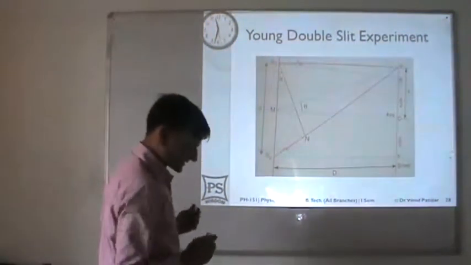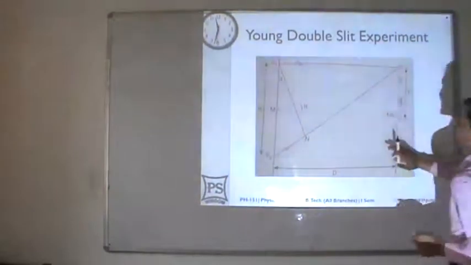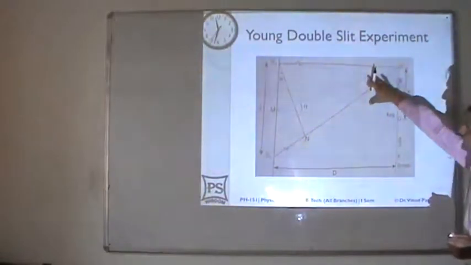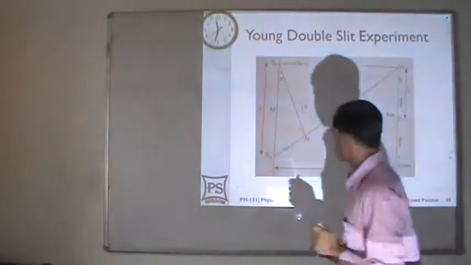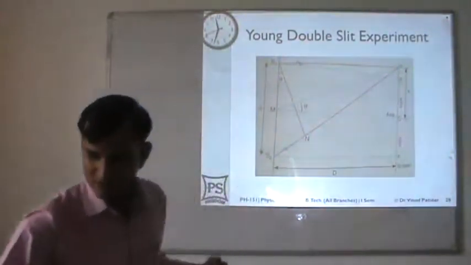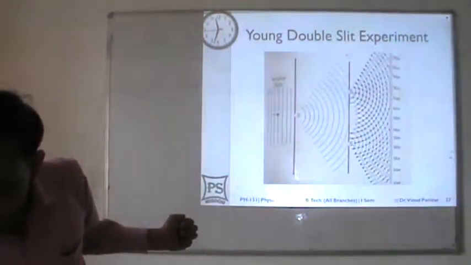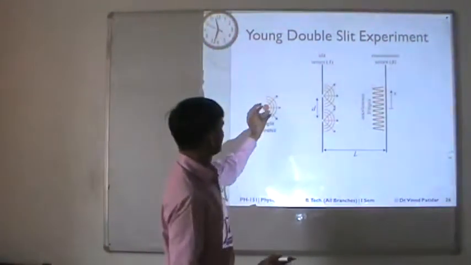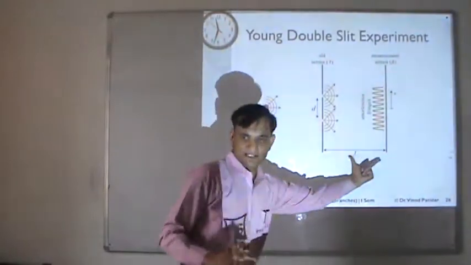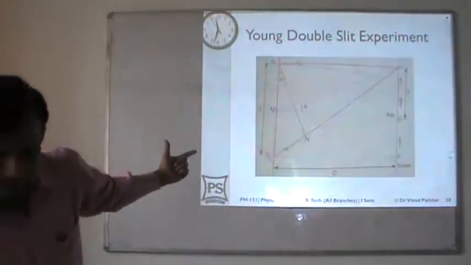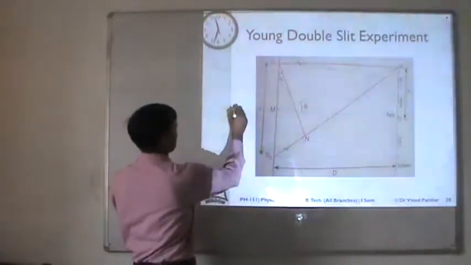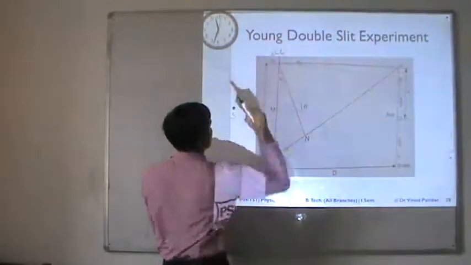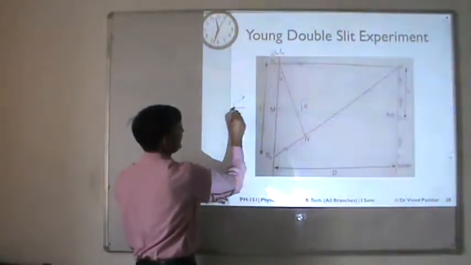So to do that, we consider this diagram. There is a small error in the diagram, but these lines are basically straight lines. It's just because of this coming, there is a problem. We just need to understand the geometry first. Here, this is the source, this is the double slit arrangement and this is the screen. Basically your source is over here and these are the two slits.